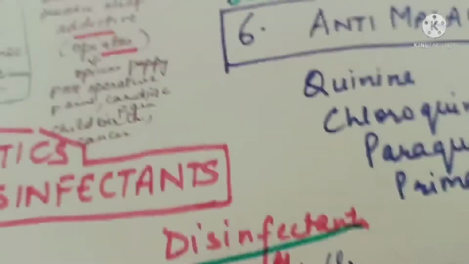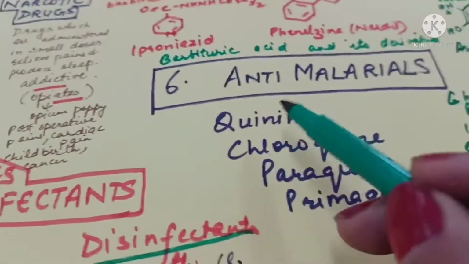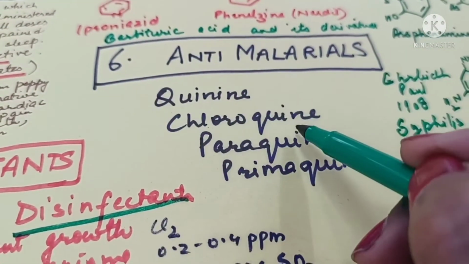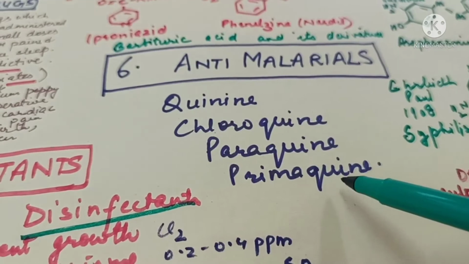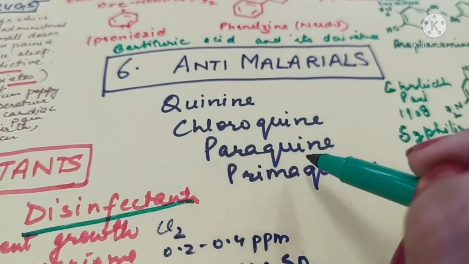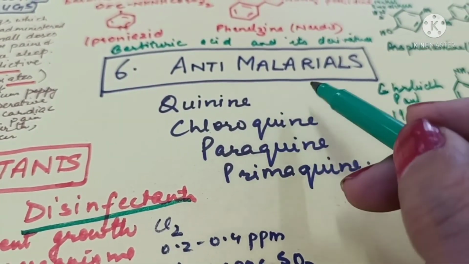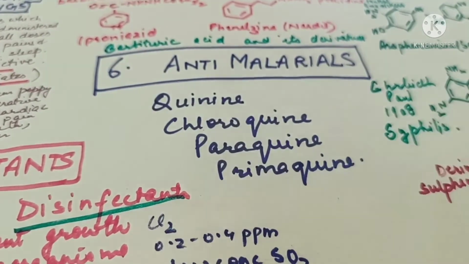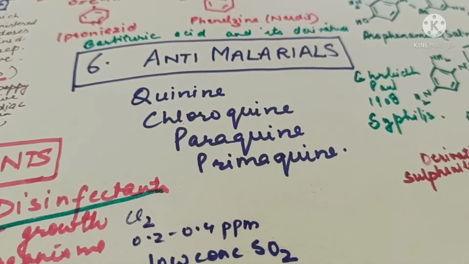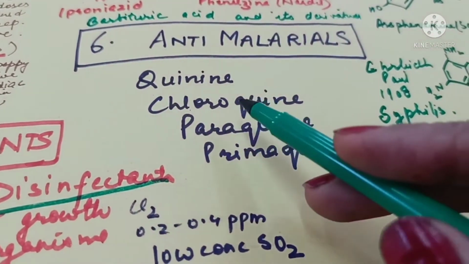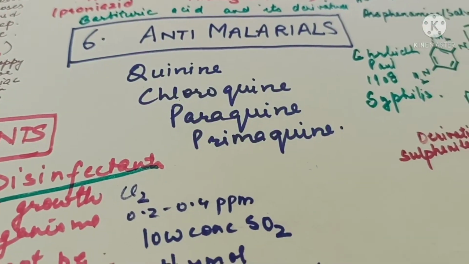Then next is anti-malarials. So quinine, chloroquine, paraquine, primaquine are drugs which are used against malaria disease, which is caused by bite of mosquitoes. So these are called anti-malarials.